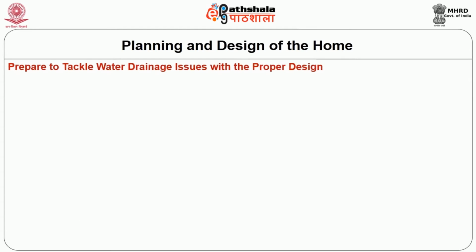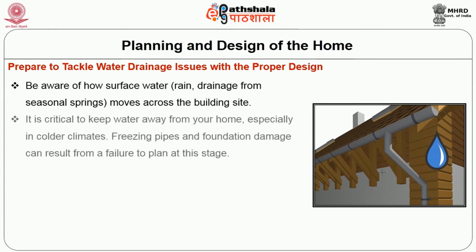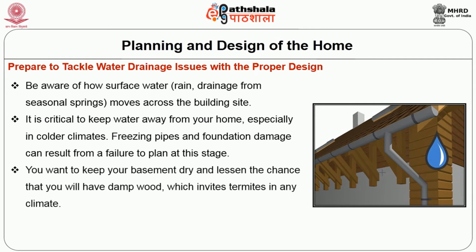Prepare to tackle water drainage issues with proper design. Be aware of how surface water, that is, rain drainage and water from seasonal springs, moves across the build site. It is critical to keep water away from your home, especially in colder climates. Freezing pipes and foundation damage can result from a failure to plan at this stage. You want to keep your basement dry and lessen the chance that you will have damp wood, which invites termites in any climate.